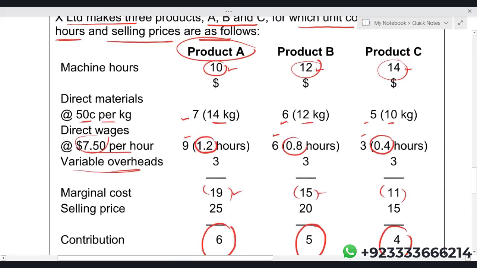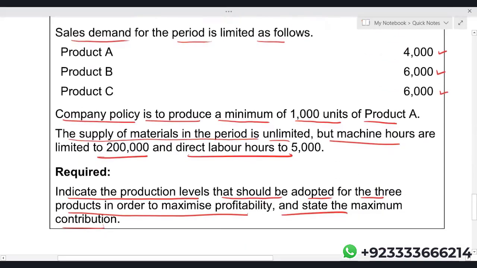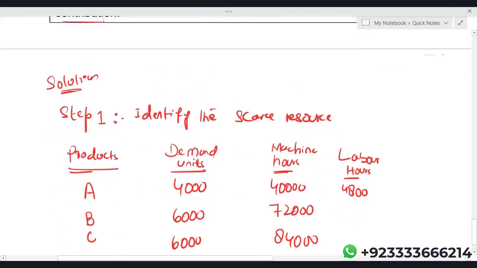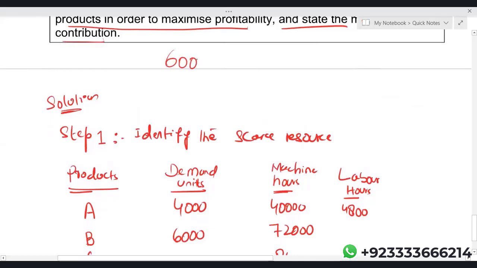Product B. One unit of product B needs 0.8 hours of labor. The demand for product B is 6,000 units. 6,000 multiplied by 0.8. One unit of product B needs 0.8 labor hours. So 6,000 multiplied by 0.8 gives us 4,800 hours.